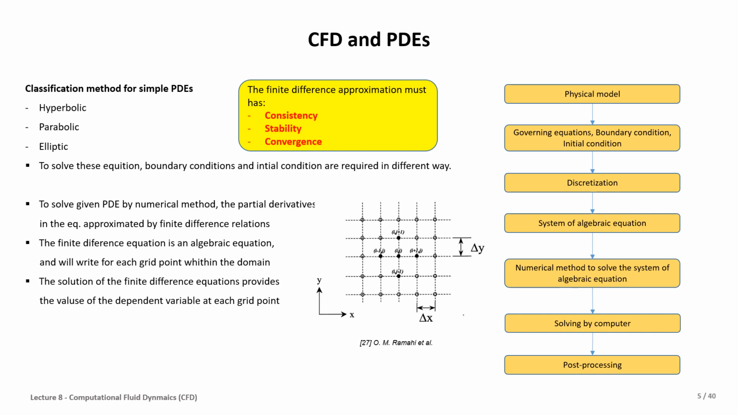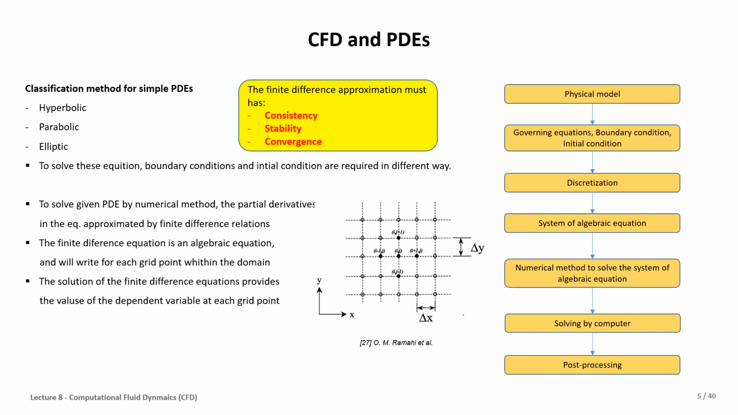To solve the given PDE by numerical methods, the partial derivatives in the equation are approximated by finite difference relations. The finite difference equation is an algebraic equation and will be written for each grid point within the domain. The solution of the finite difference equation provides the values of the dependent variable at each grid point. And if we want to see how we apply the finite difference technique to a problem, these steps should be taken.